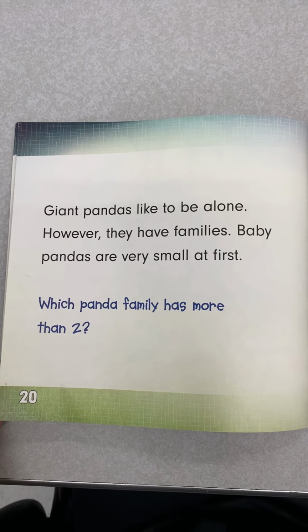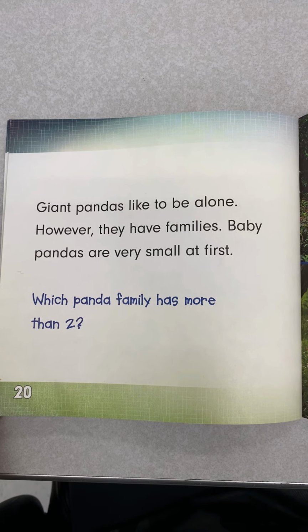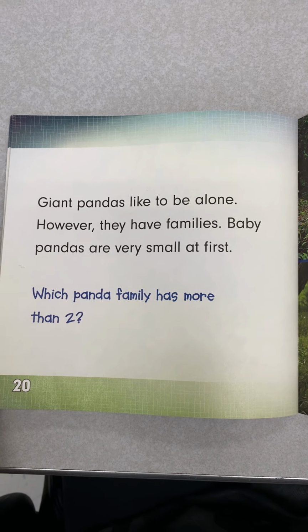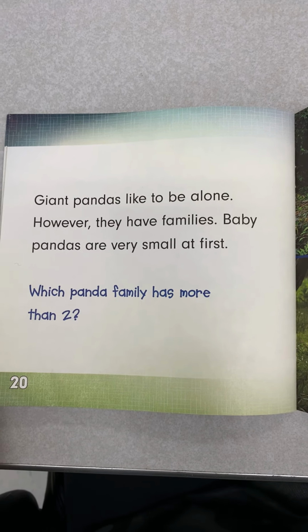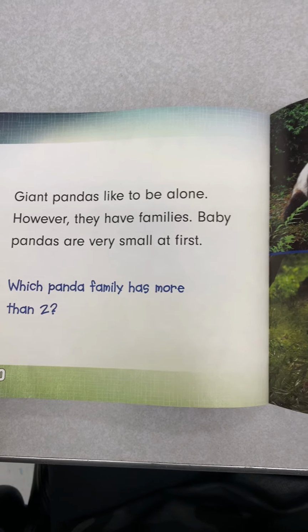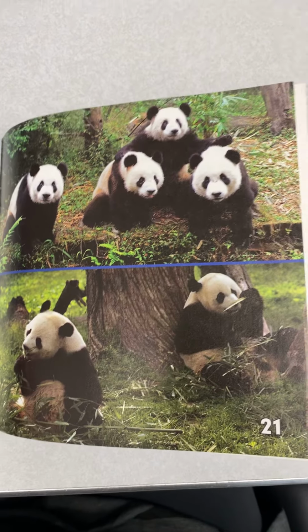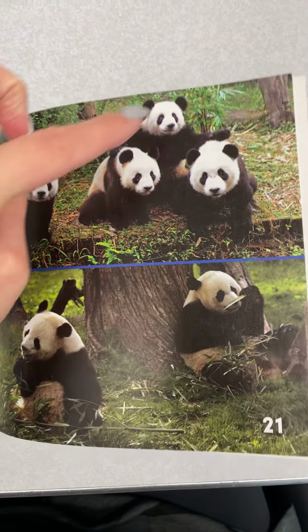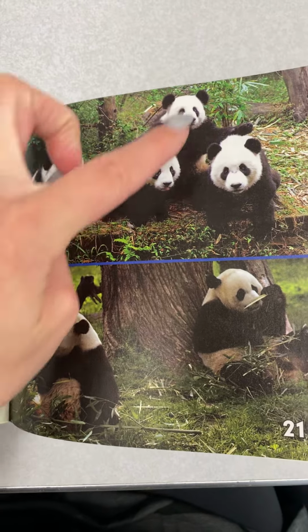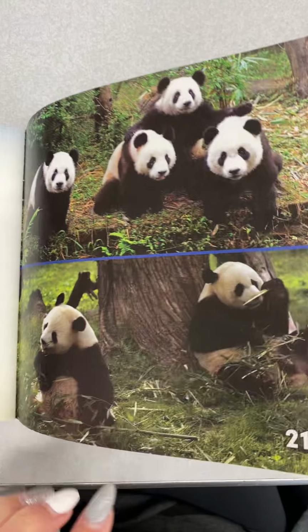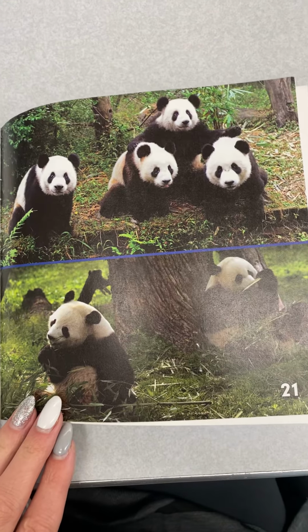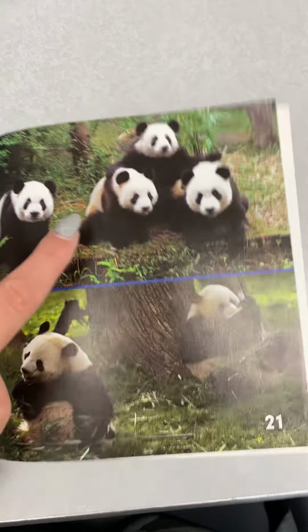Giant pandas like to be alone. However, they have families. Baby pandas are very small at first. Which panda family has more than 2? Let's count them. 1, 2, 3, 4 in the top family. 1, 2 in the bottom. Which one had more than 2? More means bigger. The top half.